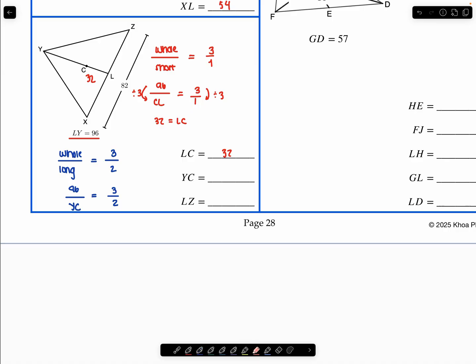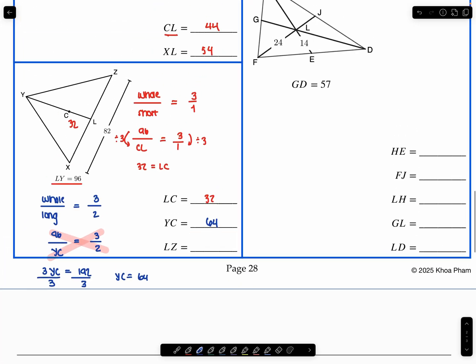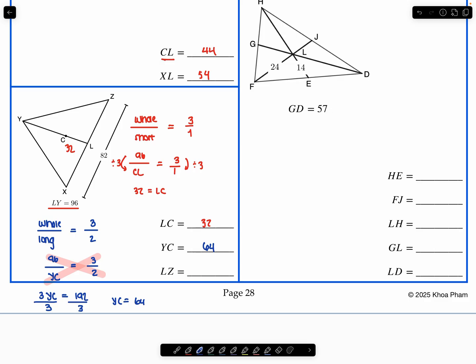Now, one last thing we can do with proportions like this is we can cross multiply. I just want to show this to you as a thing that we can do. So this is 3 times the value of YC is equal to 96 times 2, which is 192. To find the value for YC, we divide by 3. And so here, YC is equal to 64. So again, I just wanted to show you this because you would need to know this for Unit 7 when we get back from winter break.